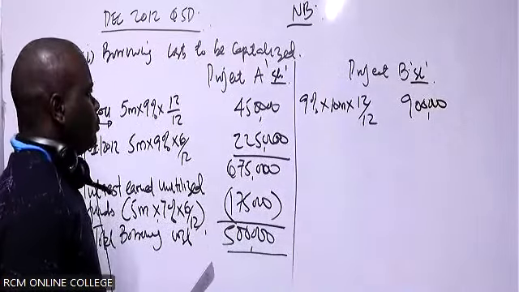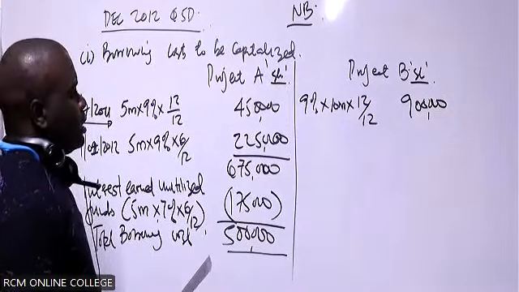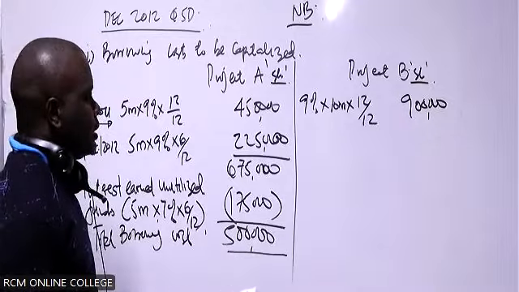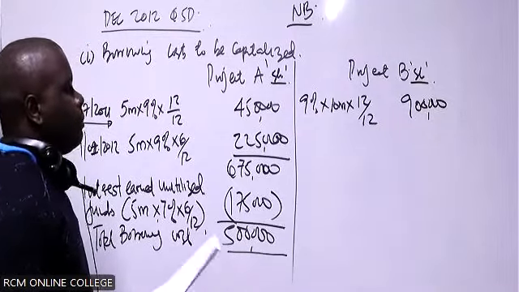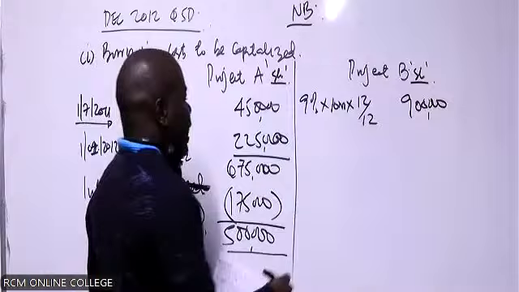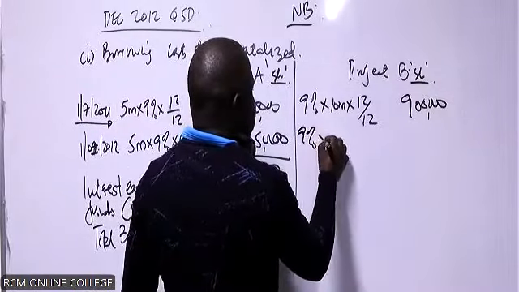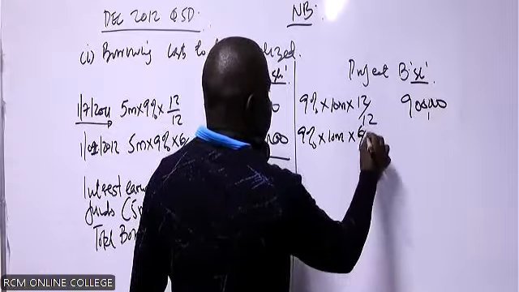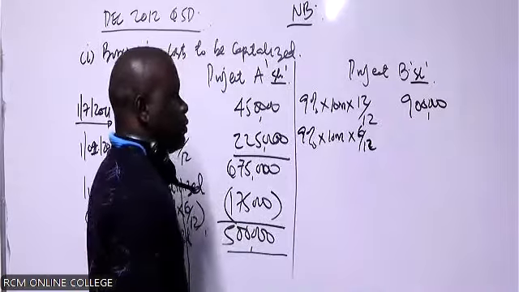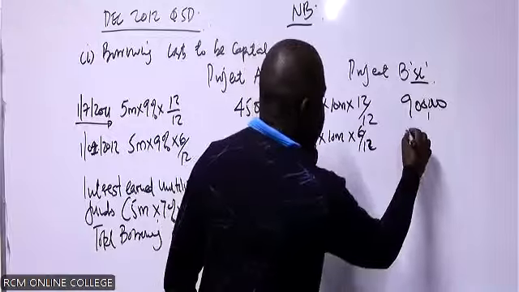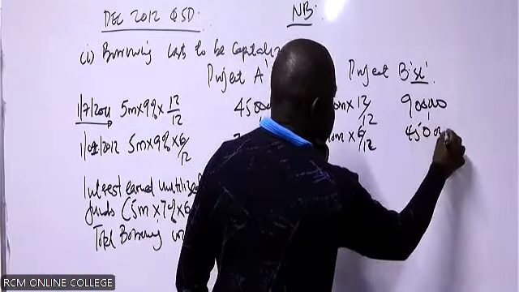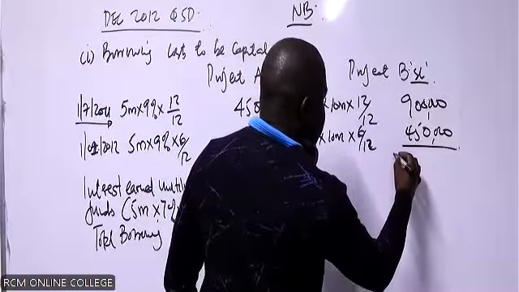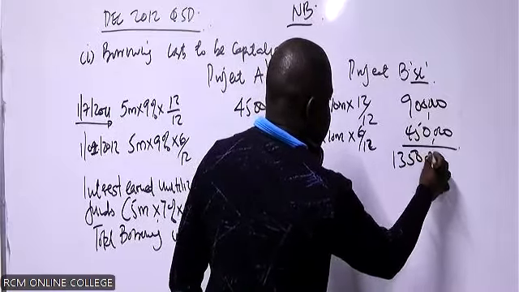Then, also, on project B, they never put in the other 10 million immediately. They put in 10 million after how many months? 6 months. So it means we'll take 9% times 10 million. Now for the other 10 million, it was only for 6 months, so it will be half of that. It will be 450,000. You should be able to get the total borrowing cost here to be 1,350,000.